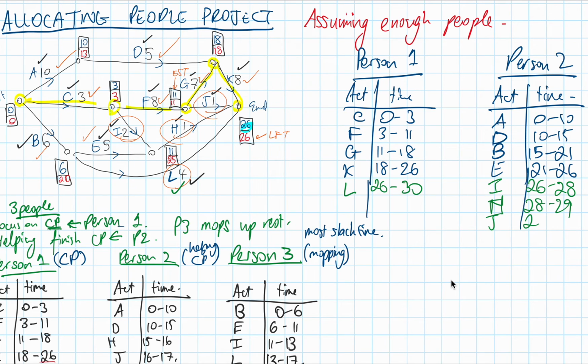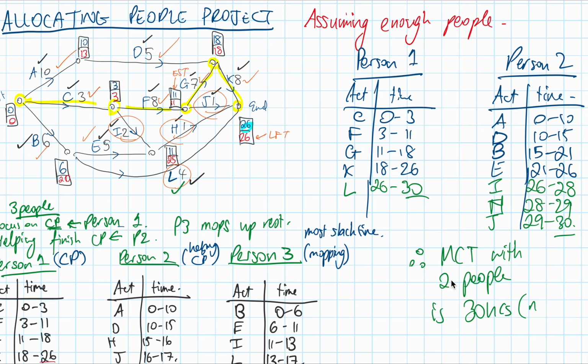Now we can see that we've allocated our resources as best we can. Person 1 takes 30 hours to complete the job, and person 2 also takes 30 hours. Therefore, the minimum completion time with 2 people is 30 hours, not 26. So there's been an increase to the project time of 4 hours.